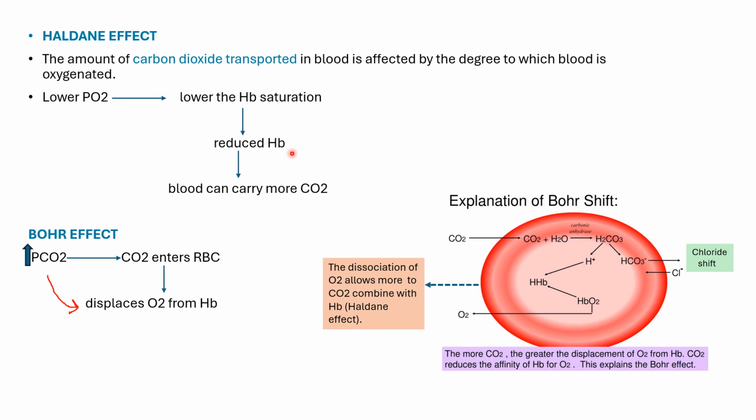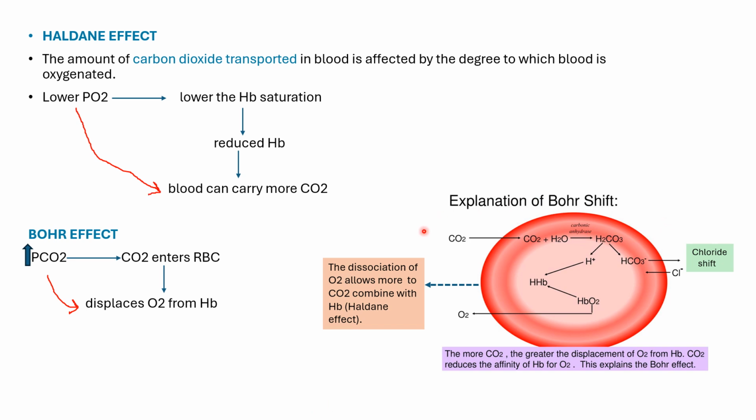When the hemoglobin loses oxygen, we say the hemoglobin is reduced, and now the blood can carry more carbon dioxide. So in simple words, at lower partial pressure of oxygen, blood can carry more carbon dioxide. This is known as Haldane effect. Now let's go over this diagram.